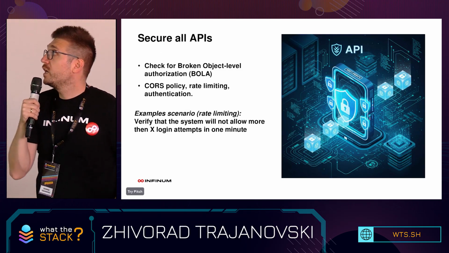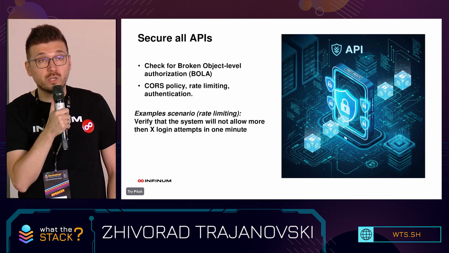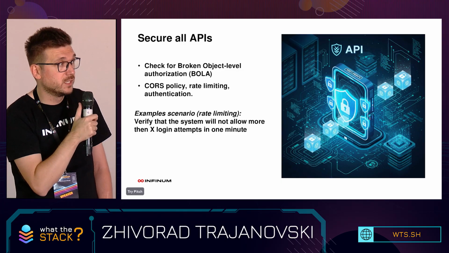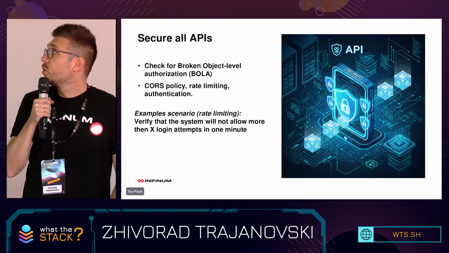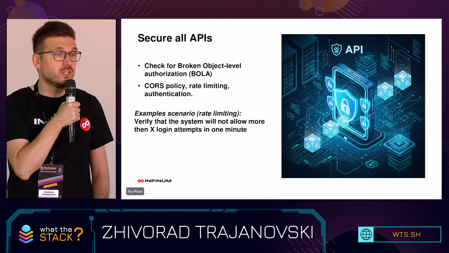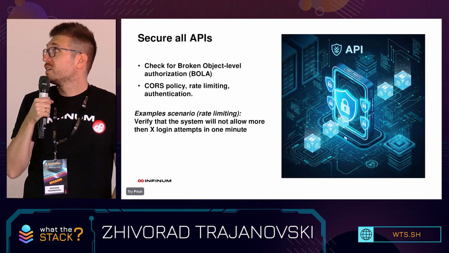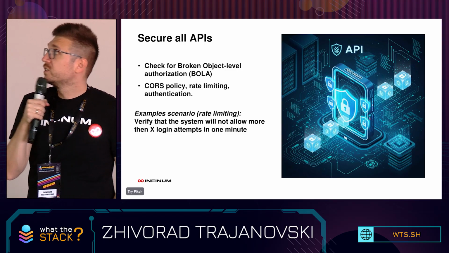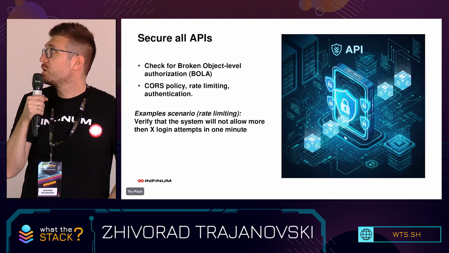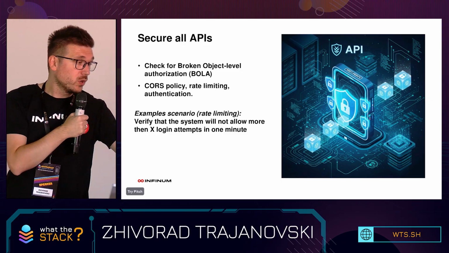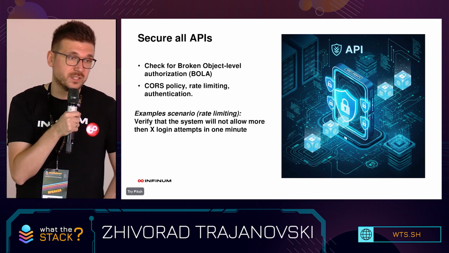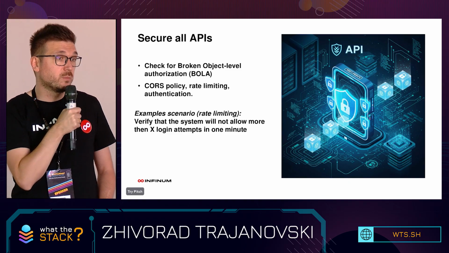Next, securing all APIs, checking for broken object level authorization, BOLA, the number one item in the current OWASP Top 10 project. Here, users should not be able to bypass the policy, rate limiting, or even the authorization. For example, with rate limiting, we should check and implement a limit on the number of times an action can be executed per minute by users.